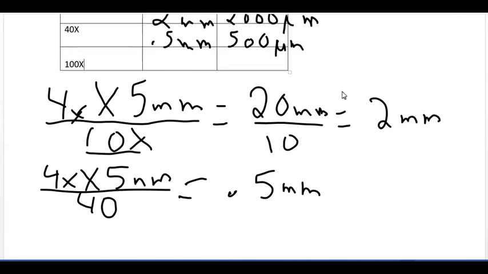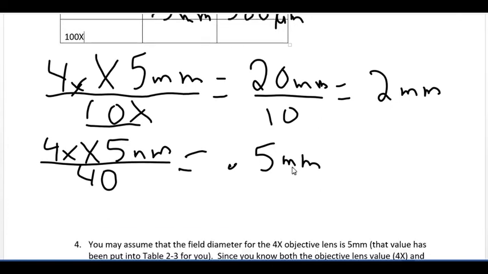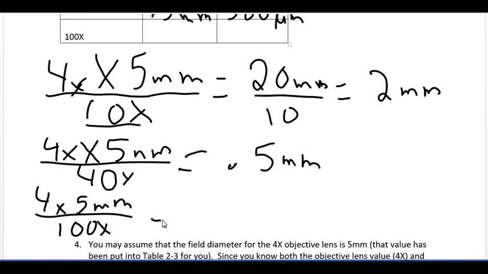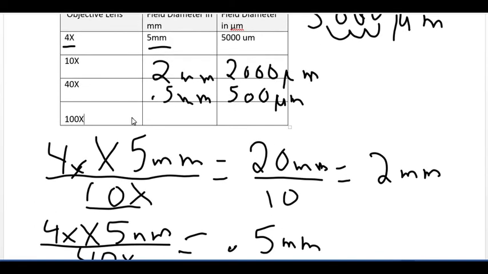And then for the last row, same thing. I'm going to do the 4 times the 5 again. But now I'm dividing it by 100x. I should keep my x's there for my units. Again, the x's will cancel out. And now I'm going to get 0.2 millimeters. So I'll put that up in my table. And when I convert that by moving that decimal 3 spaces to the right, I'm going to get 200 micrometers.